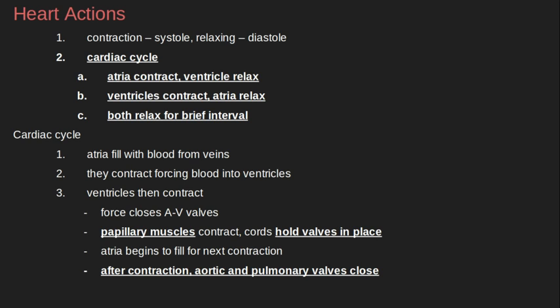As far as the ventricles, when they contract, it forces what's called an AV valve to close. And then you have papillary muscles that contract, and cords hold those valves in place. And then the atria begins to fill for the next contraction. And then after the contraction, the aortic and pulmonary valves close. So they all work hand in hand to make the blood pump and flow.